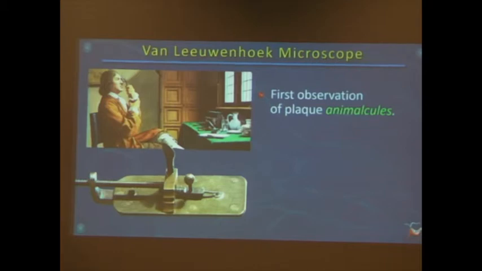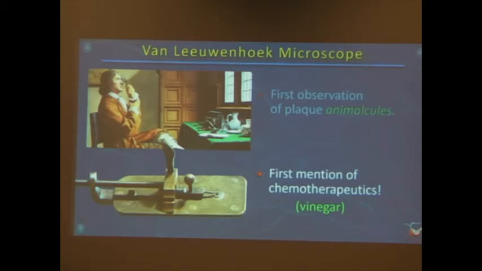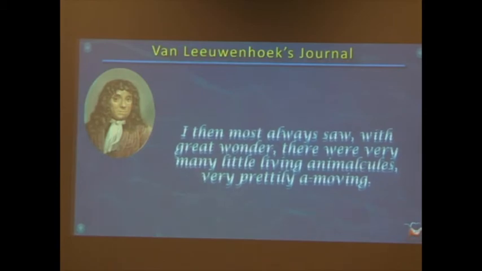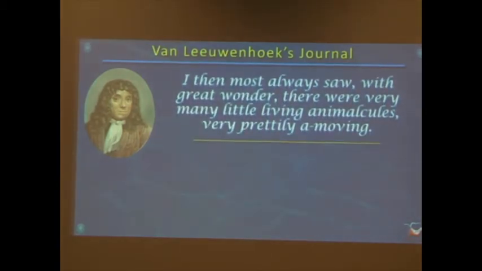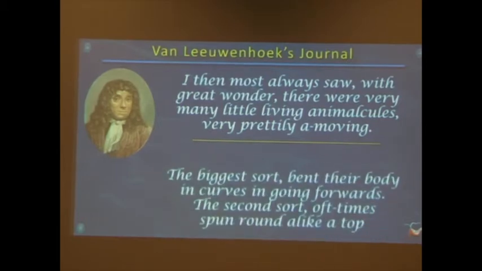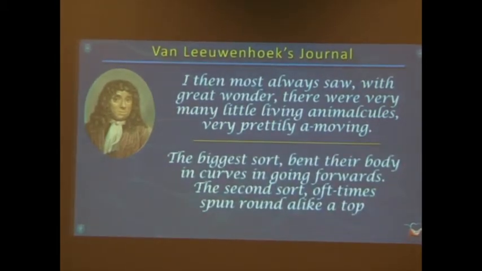Even more interesting, in his journals, he described what he called animalcules in his oral samples. He looked at his own, what we could call plaque. And the first mention of what I would call chemotherapeutics, because in those days, a popular hygiene measure was to rinse your mouth out with vinegar. What he described in his journals was this: I most often then saw with great wonder there were very many little living animalcules, very prettily moving. The biggest sort bent their body in curves going forward. The second sort oftentimes spun round like a top. We think that's what they're talking about.